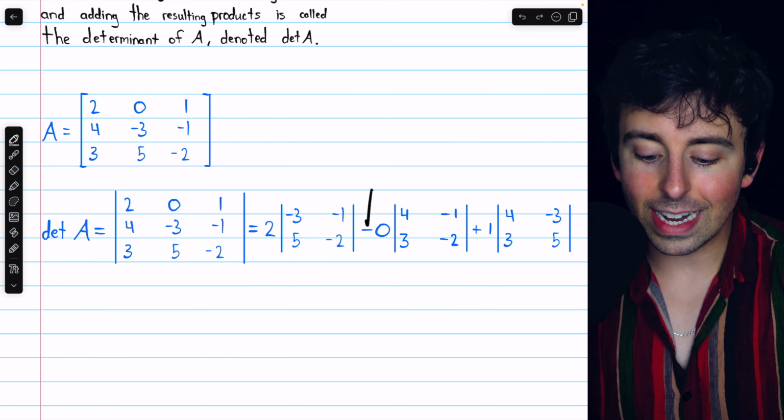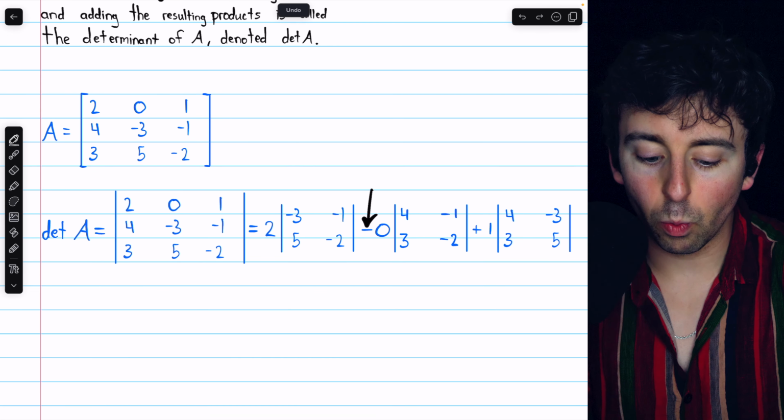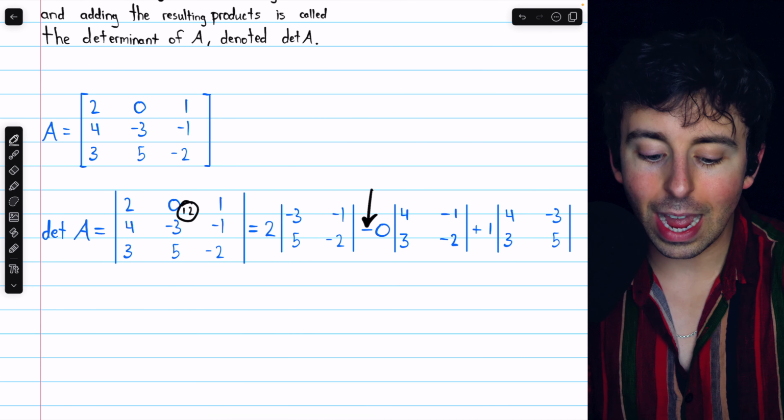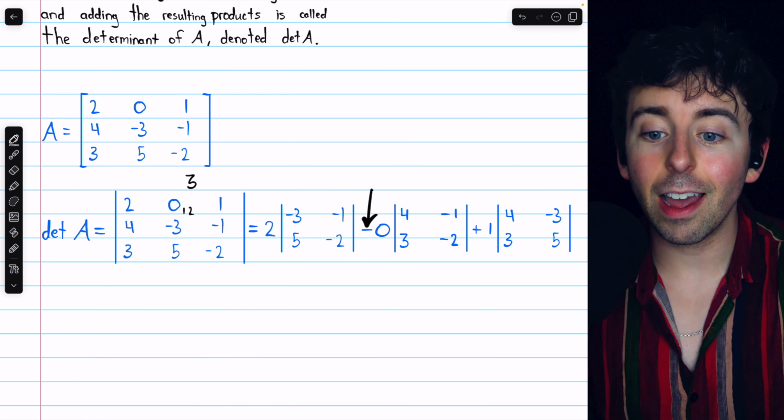Hopefully you can see where that determinant is coming from. Also notice we have a negative thrown in there. That's because this entry is in row 1 and column 2. And if you add those numbers together, you get an odd number. Anytime that's the case, we need to include a negative factor. The first term, for example, was in row 1, column 1, which adds to an even number, so we didn't have a negative factor there.